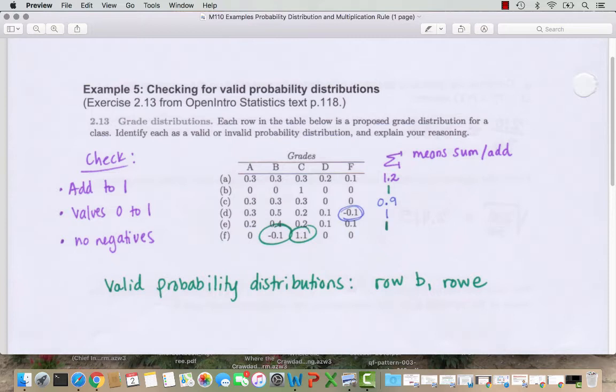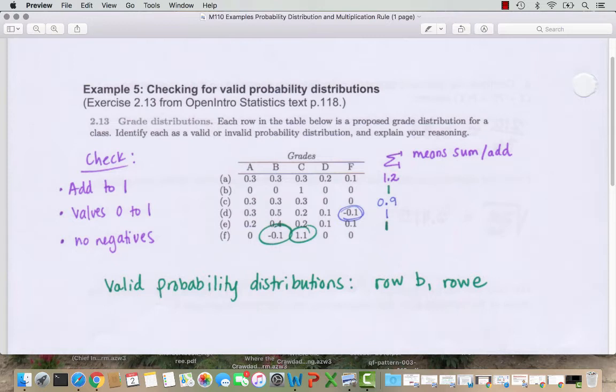Row E has 0.2 for A grades, 0.4 for B grades as a probability, 0.2 for C grades, and 0.1 for D and F grades. So in that class, the most common grade is a B. And those all sum to 1. All the probability values are between 0 and 1. No negatives. So row E is also a valid probability distribution.